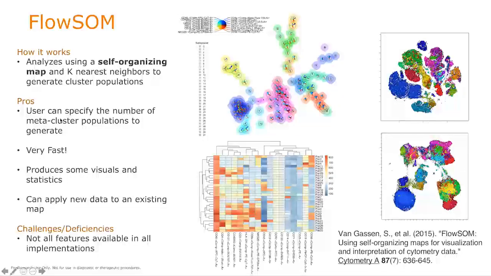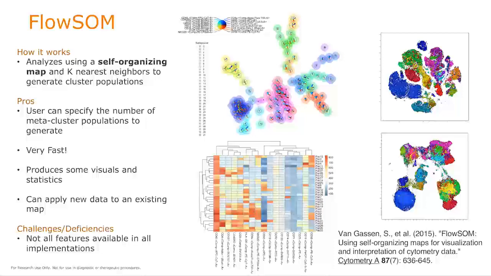And then you have to specify how many metacluster populations to generate. Each of the larger colors, these groups of little clusters, is going to be a metacluster population that's returned back to the FlowJo workspace. It is extremely fast, and that is great, because if you have millions of events, FlowSOM will be your go-to. In a couple of minutes it can classify a couple million events without a problem, in a way that would take Phenograph hours or overnight, potentially.